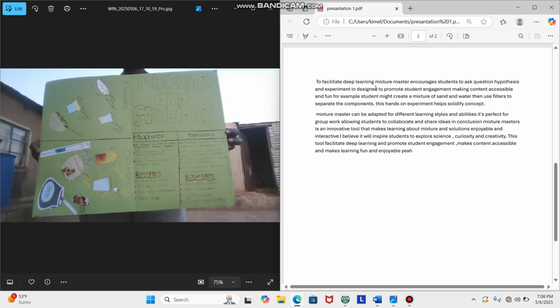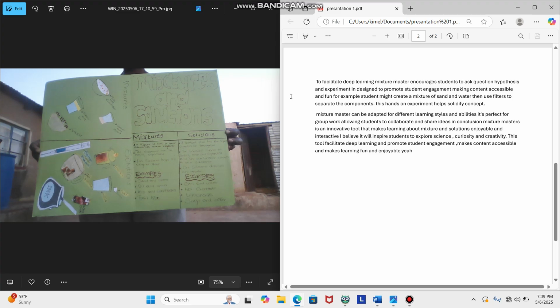To facilitate deep learning, Mixture Master encourages students to ask questions and form a hypothesis. As we all know, a hypothesis is not an accurate answer, but a statement that we think the experiment might show. The experiment is designed to promote student engagement, making content accessible and fun. For example, a student might create a mixture of sand and water, then use filters to separate the components.